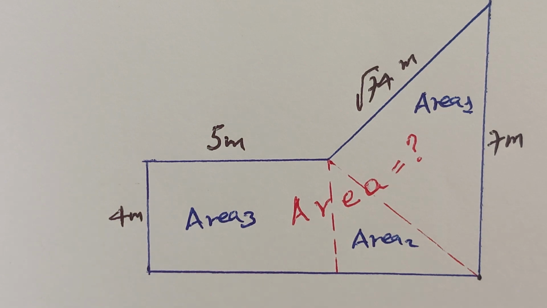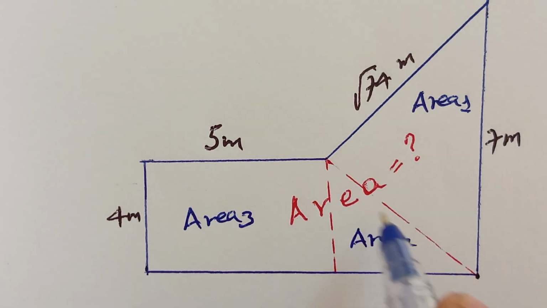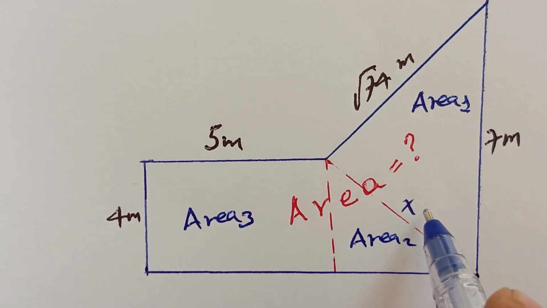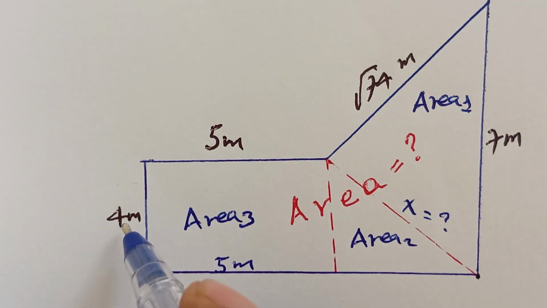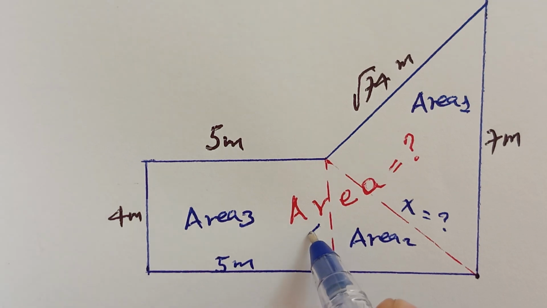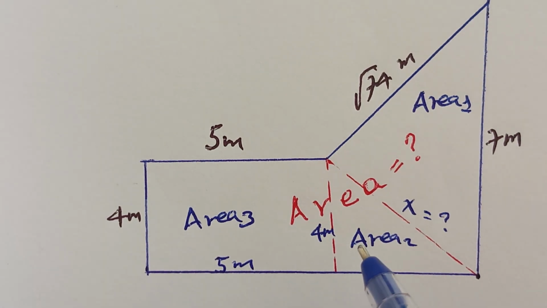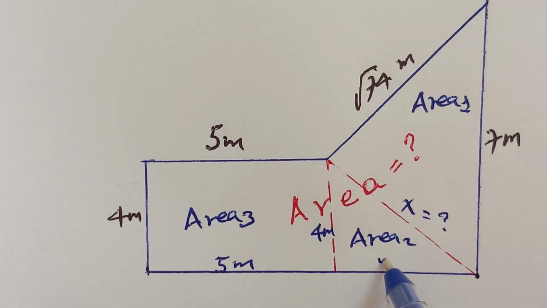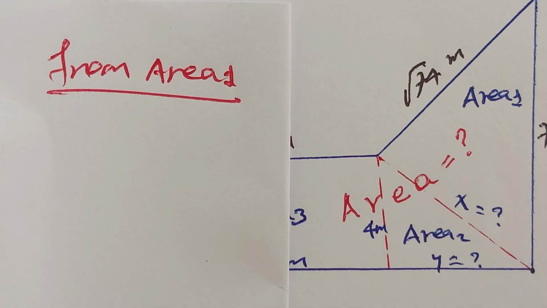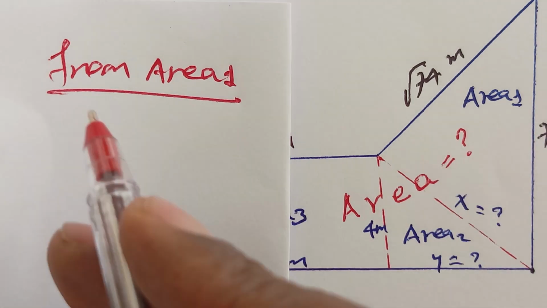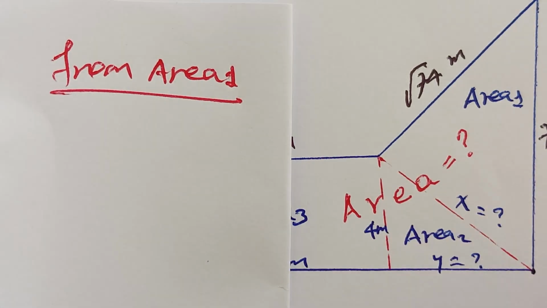From this area 1, let this value be x. How much? If this is 5, this is also 5 meter, and if it's 4 meter, this is also 4 meter. This value is not known, so this is y. Okay, here is area 1. From this area 1, this x square, this right angle triangle.